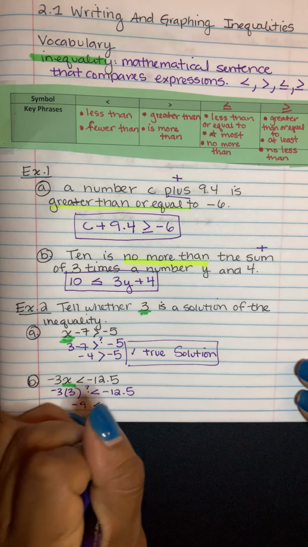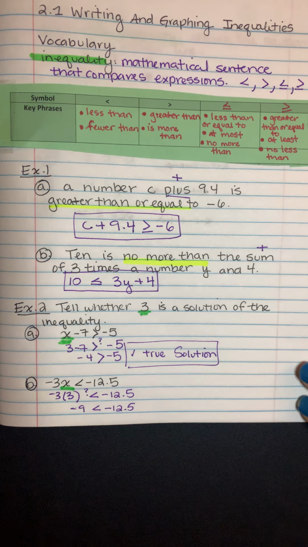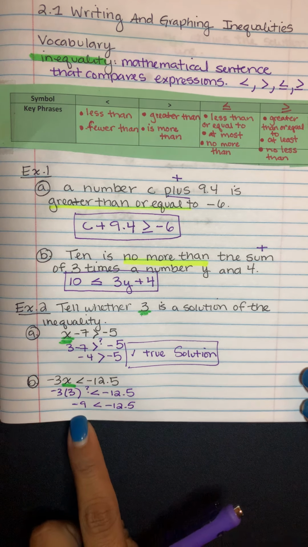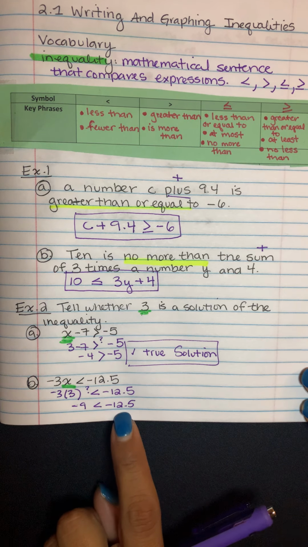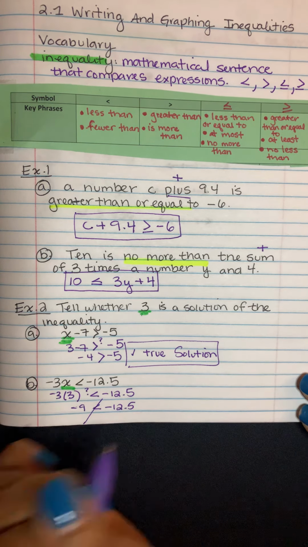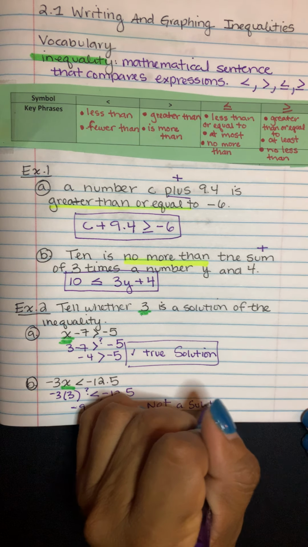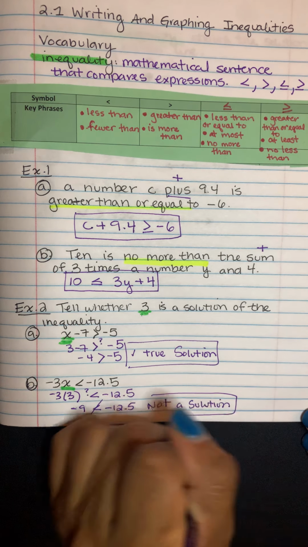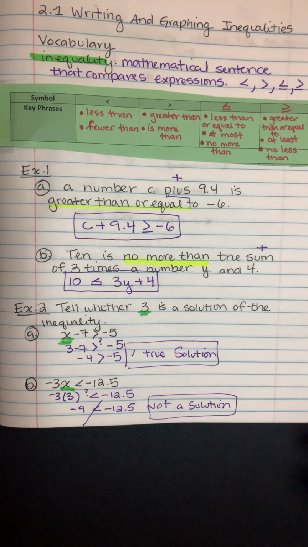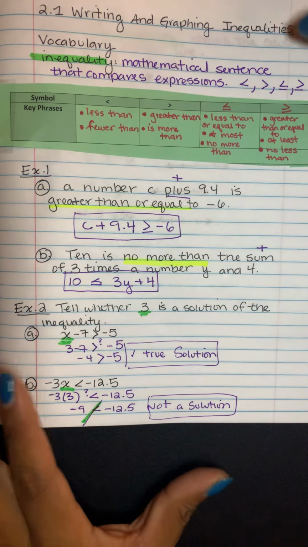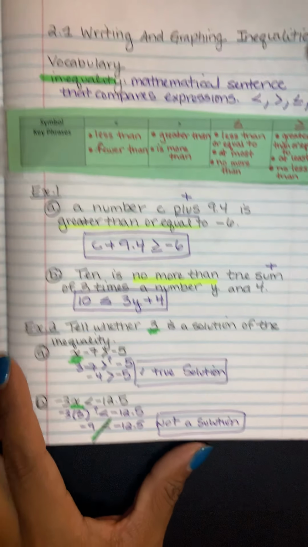Negative 9 is less than negative 12.5. Remember, we're dealing with negative numbers. If they're both negative, think of what number is closest to 0, and that's the larger number. Is negative 9 less than negative 12.5? Nope, this is not true. This is not a solution. This is not a true statement. So what I did, I put a slash through that inequality. That's what you're going to have to do on the other part of your classwork assignment.